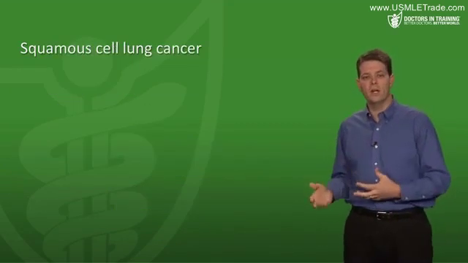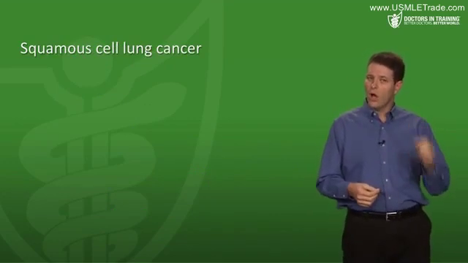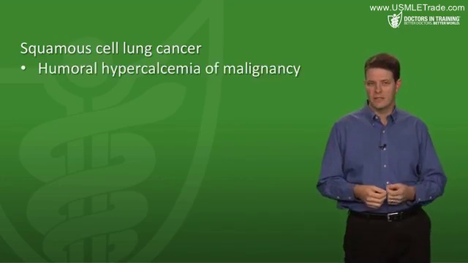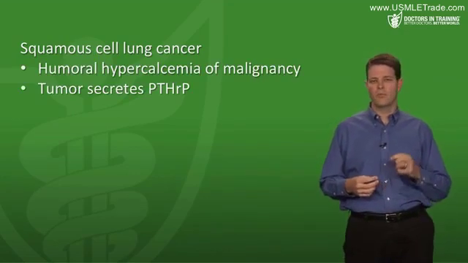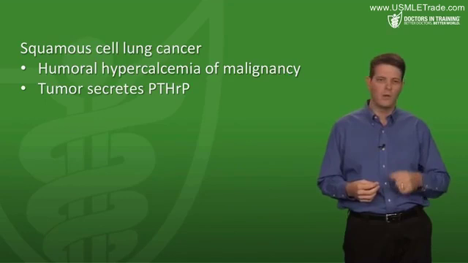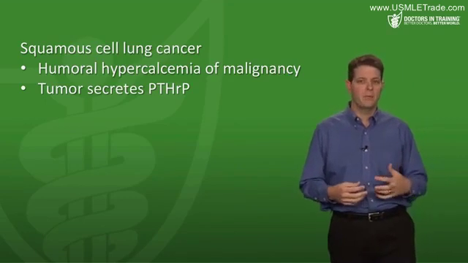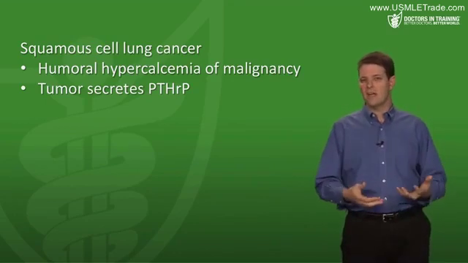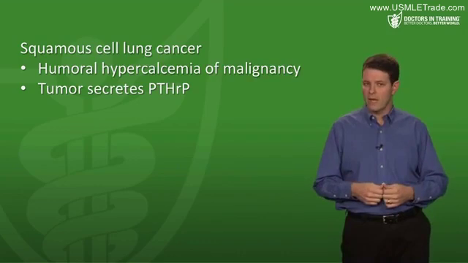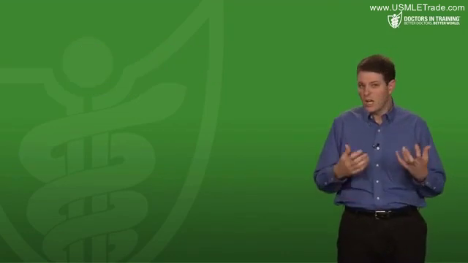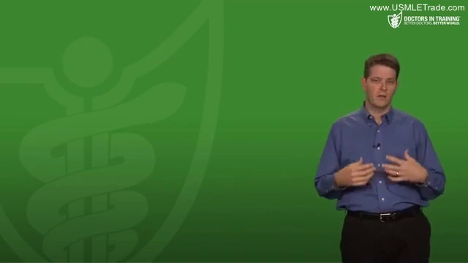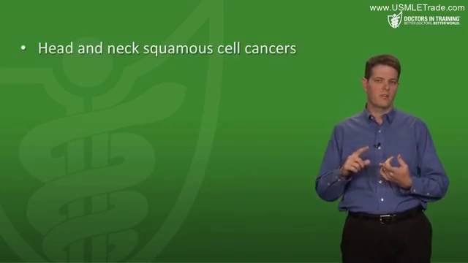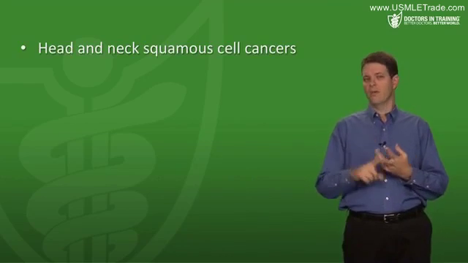Now, besides small cell lung cancer, squamous cell lung cancer can also cause a paraneoplastic syndrome of its own, and this is hypercalcemia. Specifically, it's called the humoral hypercalcemia of malignancy. So this is where the squamous cell lung cancer secretes a protein called PTH-related peptide, or PTHrP. This PTHrP behaves a lot like parathyroid hormone. So it causes increased bone turnover and increased calcium reabsorption in the kidney, and it raises serum calcium. And besides squamous cell lung cancer, other squamous cell tumors can secrete this PTHrP. So think about things like squamous cell cancers of the head and neck, and then also breast cancer and renal cell carcinoma.